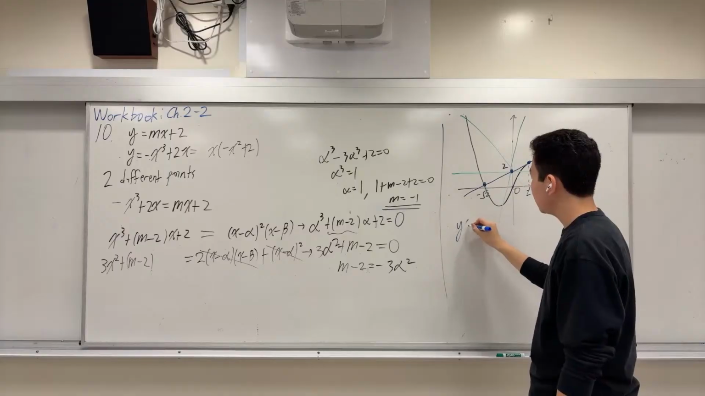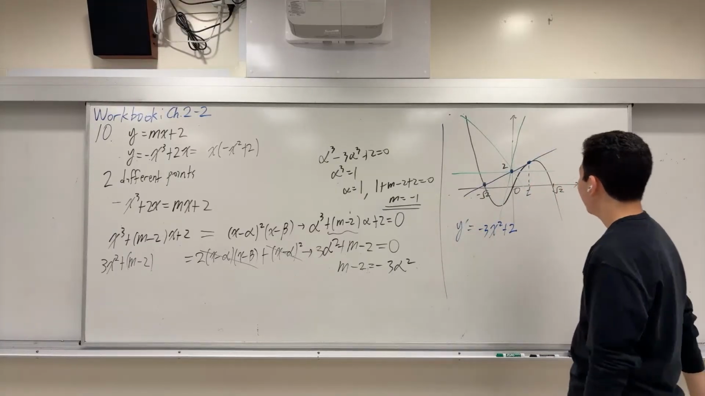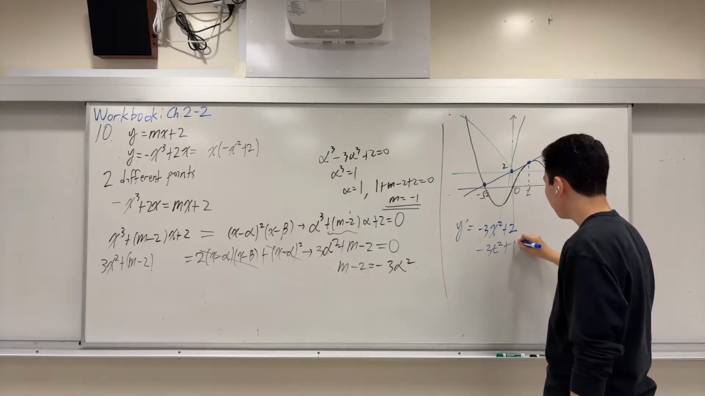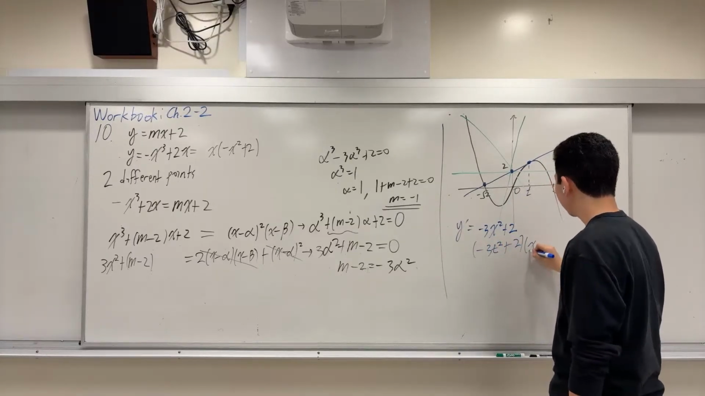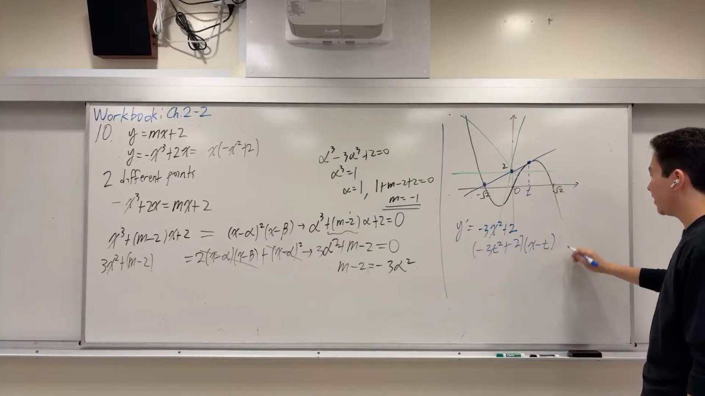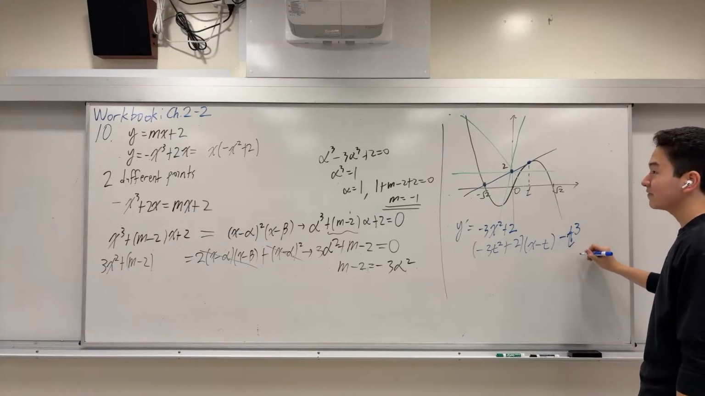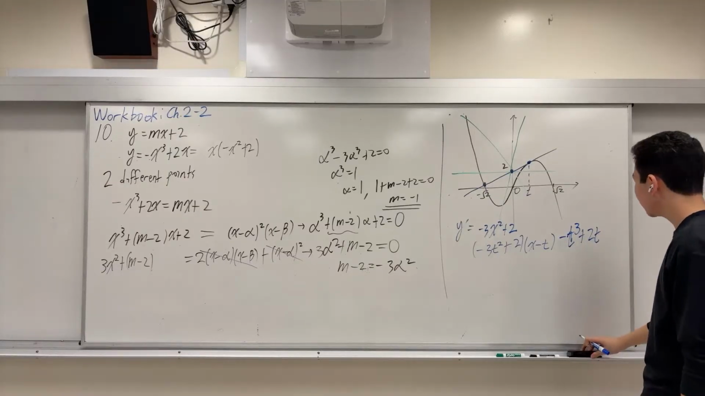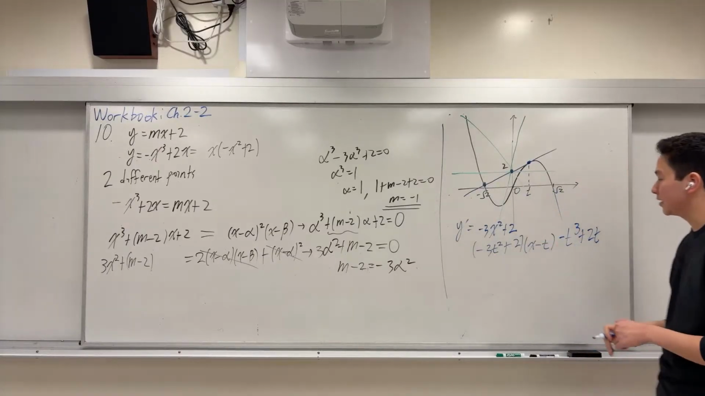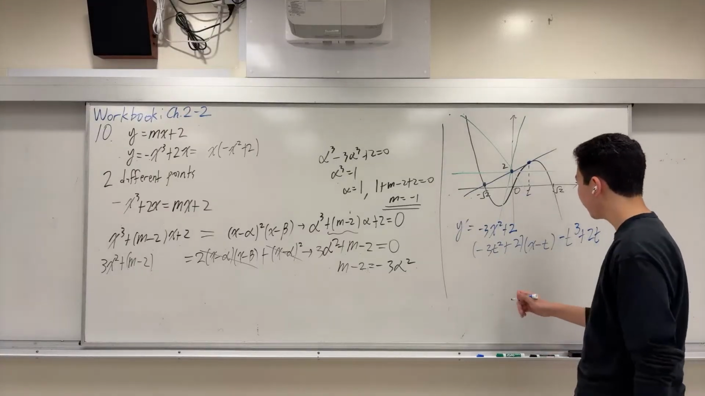y prime equals negative 3x squared plus 2. And here, plugging in t, negative 3t squared plus 2, and then x minus t, plus f of t, which is going to be negative t cubed plus 2t. So that's going to be our equation of the tangent line, and that tangent line has to pass through (0, 2). So now we'll plug in x equals 0 and y equals 2.